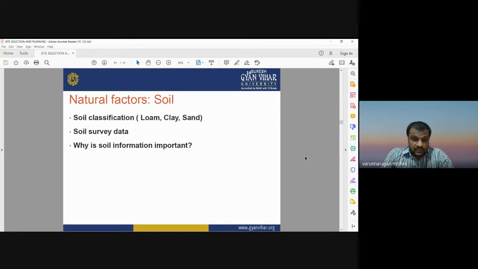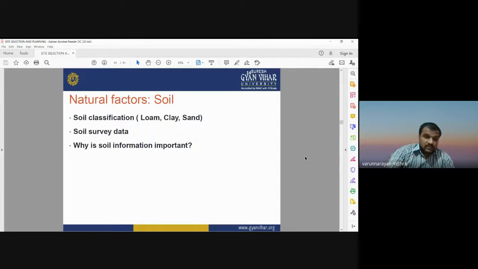The soil survey tells you whether that soil has the bearing capability for the building or not. Different soils may have different bearing capabilities. Some soil may bear heavy load, some soil may bear very low load. So if you are planning to construct a tall building or a huge construction, in that case soil type is very important.